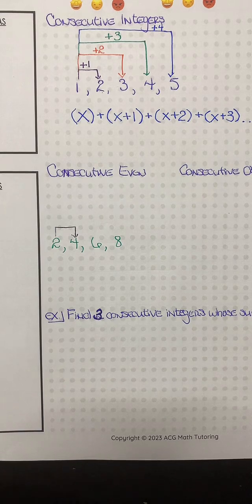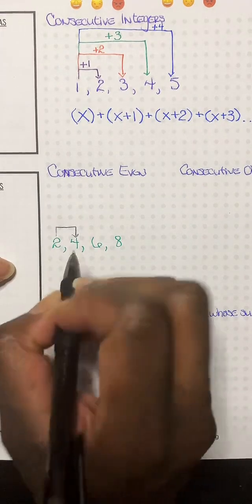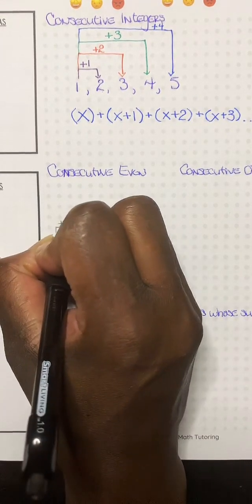So how do I get there? +2. Okay, we can go with the ×2, but we also can go with the +2. Zach, we're going with the 2. So going from 2 to 4, I'm going to add 2.